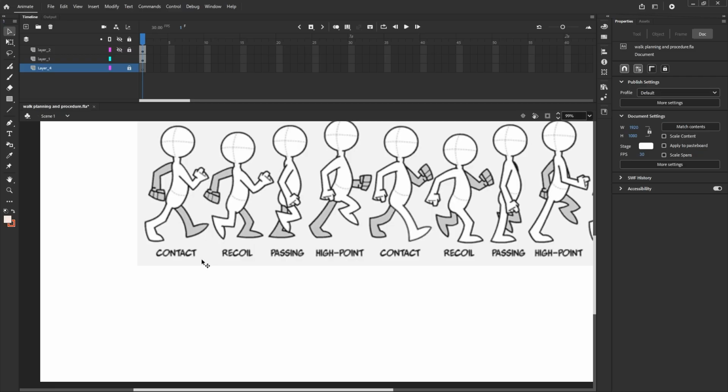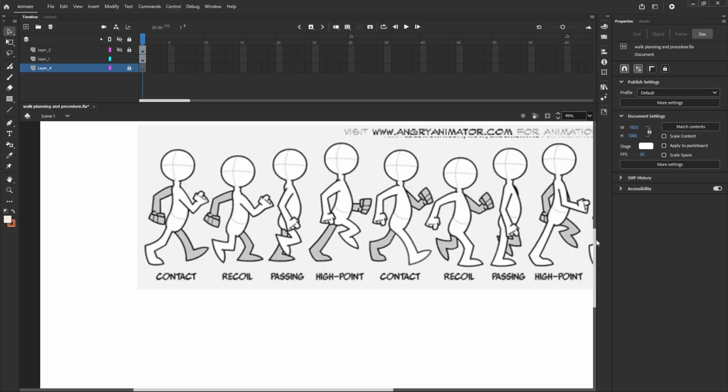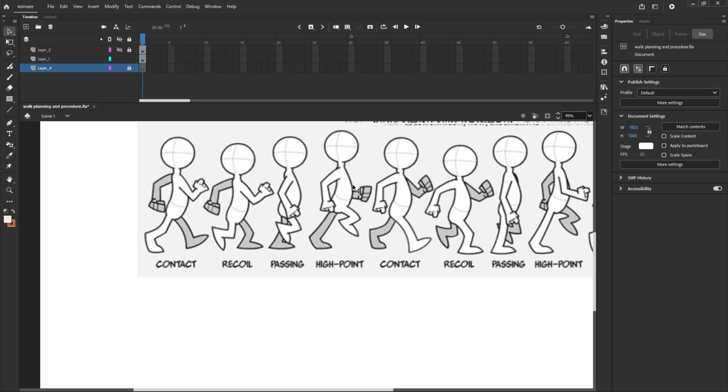This is a contact and recoil, or a down pose, and here it is a passing pose, and high point or up pose, and again this is contact. Now see, 1, 2, 3, 4, 5 poses, contact and contact. Between these two, this is the passing pose. From the passing pose to the first contact, the character is going down, and again from the passing pose to the last contact, the character is moving up.